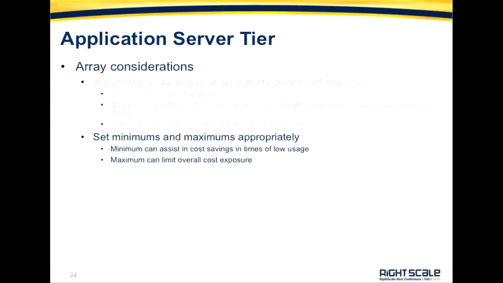And then set your maximum. That can limit your overall exposure, right? I don't want to ever pay for more than 50 M1 larges, and I've got my array running on M1 larges. So set your max accordingly, okay? And that can help you on the cost side, savings in both directions, okay?